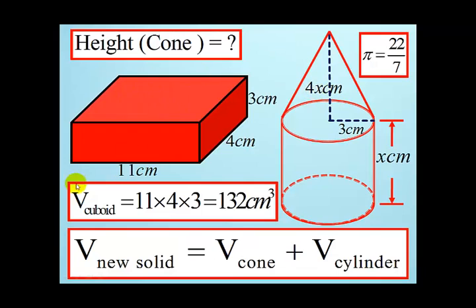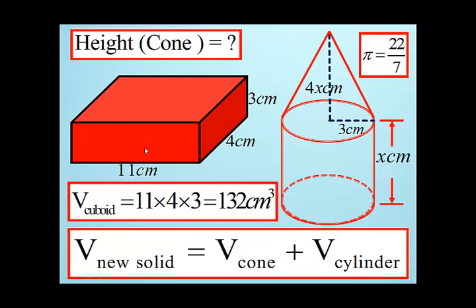The volume of this cuboid is the length times the breadth times the height. So we have 11 times 4 times 3. That is how come we have 11 times 4 times 3, and this is equal to 132 centimeters cube. So this is the volume of the cuboid.